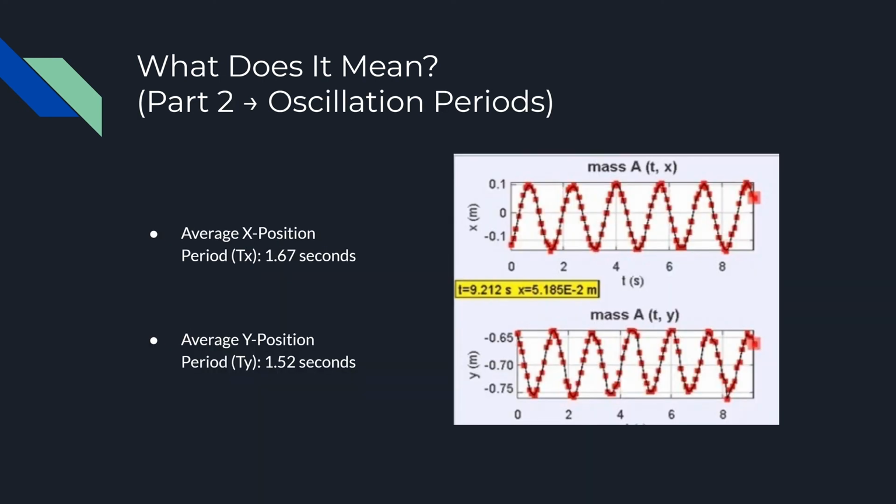So what does it mean in terms of oscillation periods? For the average x position, I got 1.67 seconds, and for the average y, I got 1.52 seconds. This can perhaps be explained by how the spring constant was in each direction. So perhaps it was a little bit less in the x direction, which is why I got a higher period of oscillation, and a little bit more in the y, which describes it being lower. And it should also be noted that the x graph is a sine graph, whereas the y is a cosine graph.